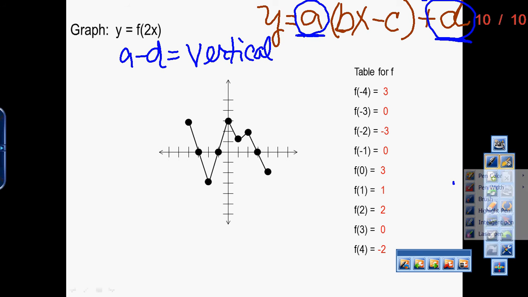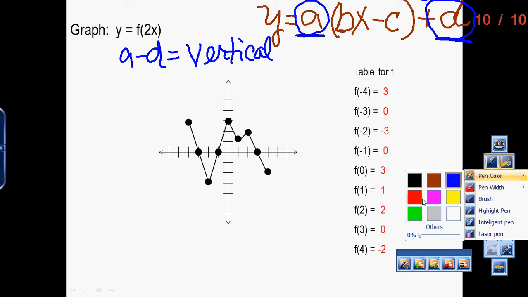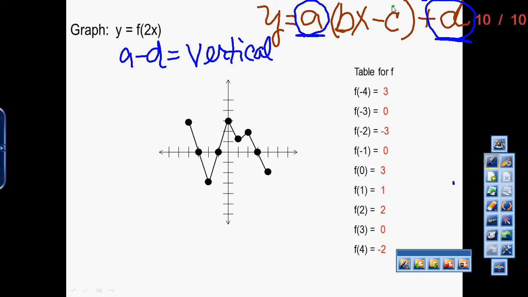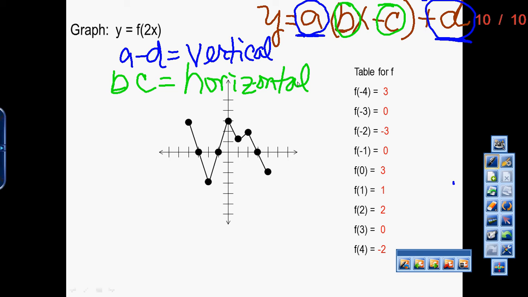Well, I also recognize that my c is on the inside with my x, and my b is also on the inside with my x. So whenever anything is done with my b and c, it's going to have a horizontal effect. So make sure you understand that. If I'm in here with my x, I'm going to have a horizontal effect.